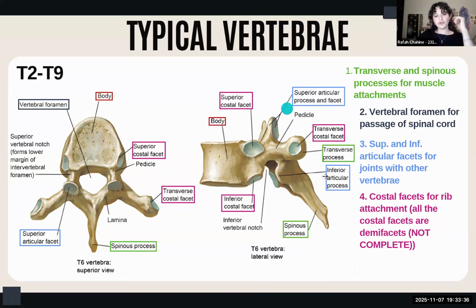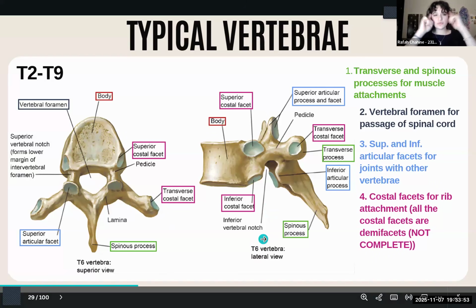Then you also have a superior and an inferior articular process. These articular processes are not for your ribs, okay? They are for the vertebrae above and below. That's why your vertebral column can flex and bend, okay? And the last thing making them typical are the costal facets, okay?